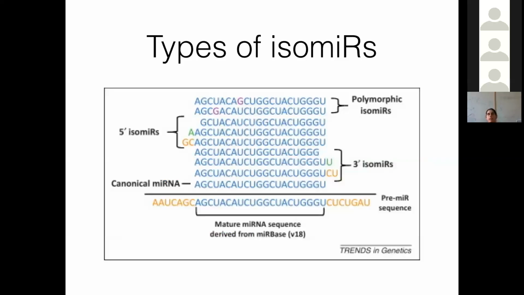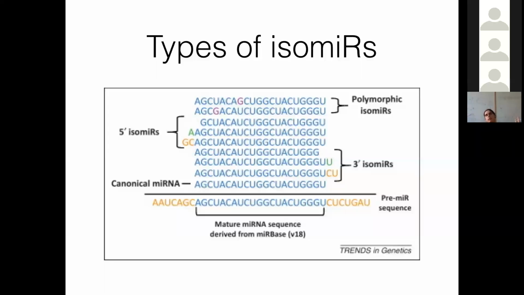Types of isomers. We can define mainly four types, and everybody calls them differently, because there is no standard pipeline or nomenclature. First, you have the nucleotide substitution, which is what you find in every other type of data. Then you have changes at the beginning and at the end.